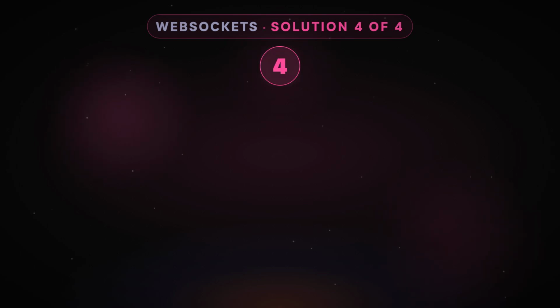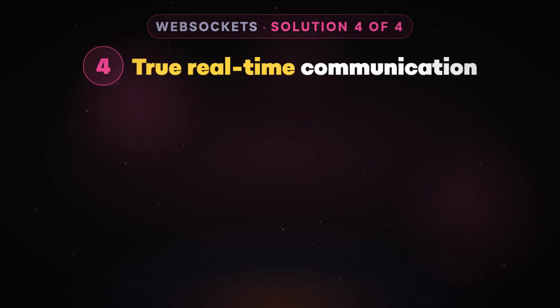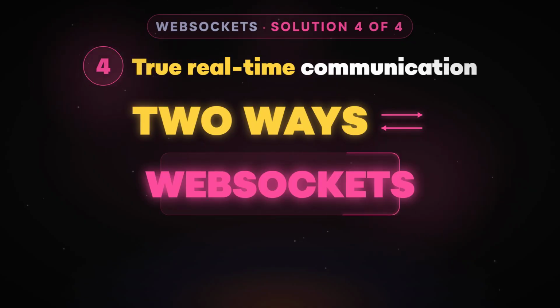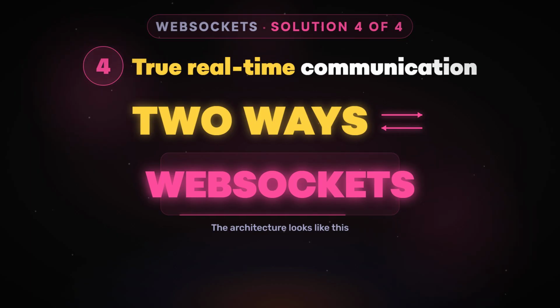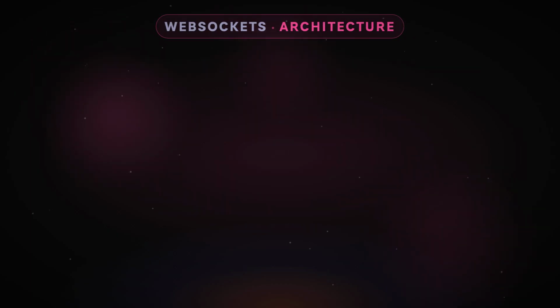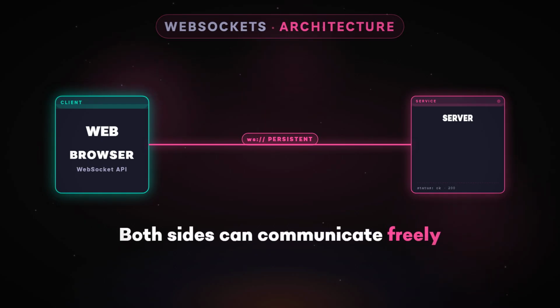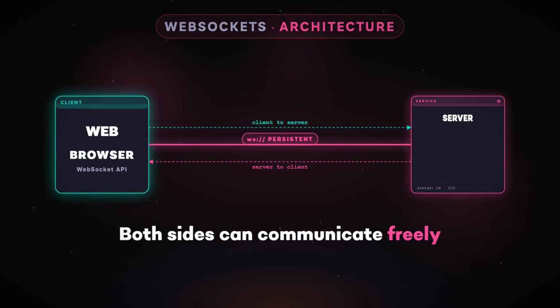Engineers eventually wanted true real-time communication, not one way, two way. This idea leads to WebSockets. The WebSocket architecture looks like this. The client opens a WebSocket connection. Once established, both sides can communicate freely. Notice the double arrows. The client can send data to the server. The server can send data to the client. Both directions remain open simultaneously. This is called full duplex communication.